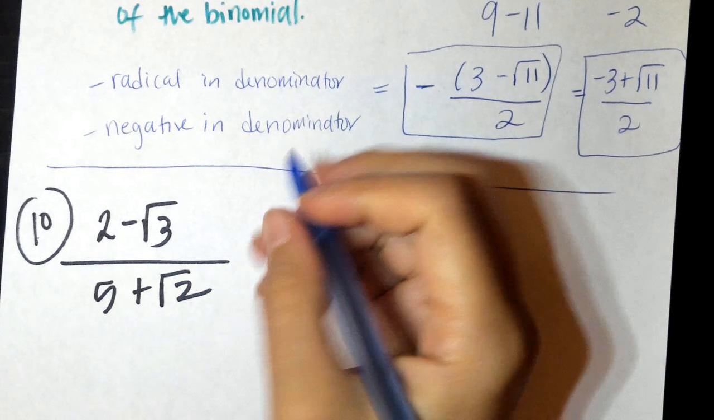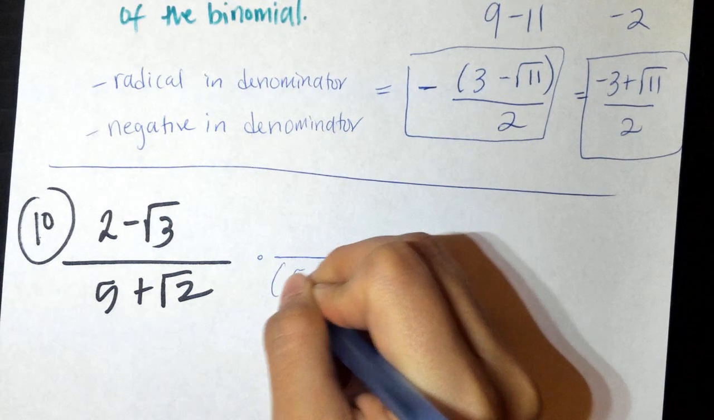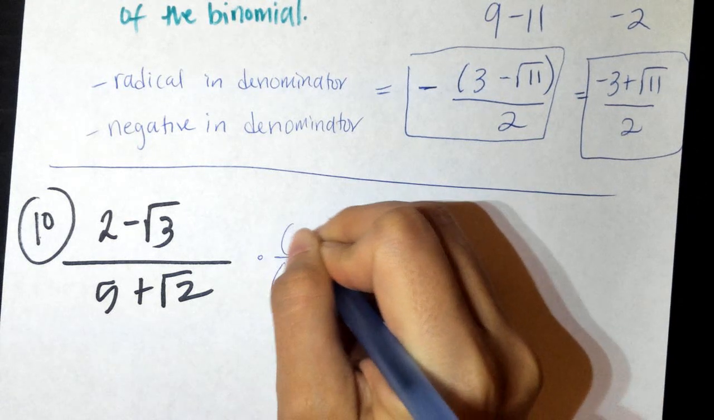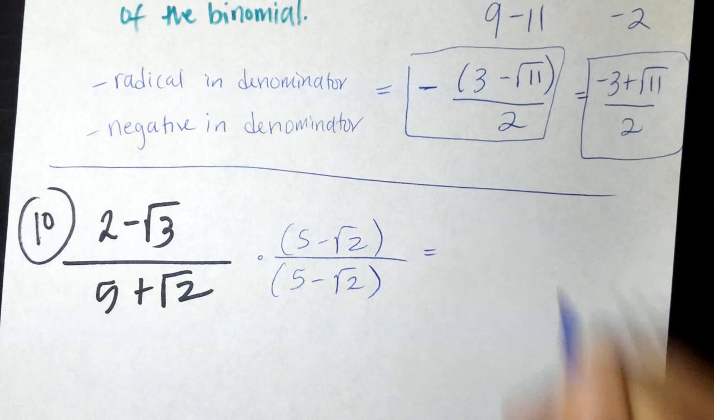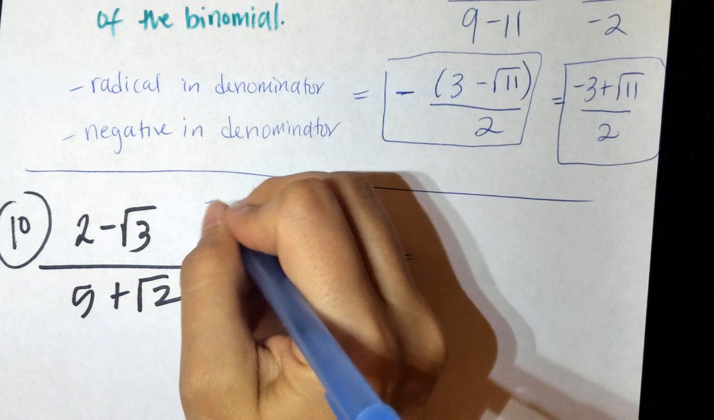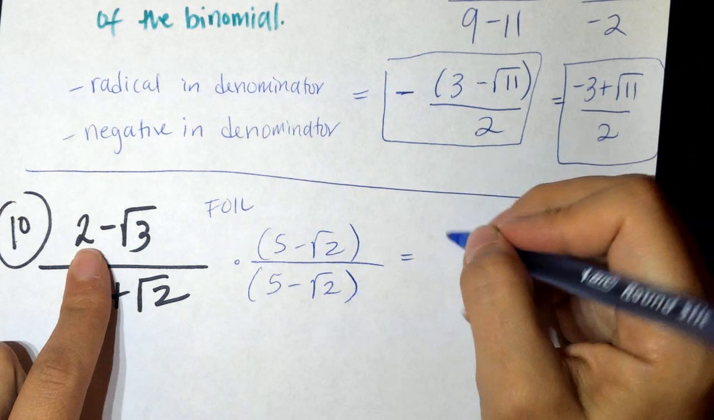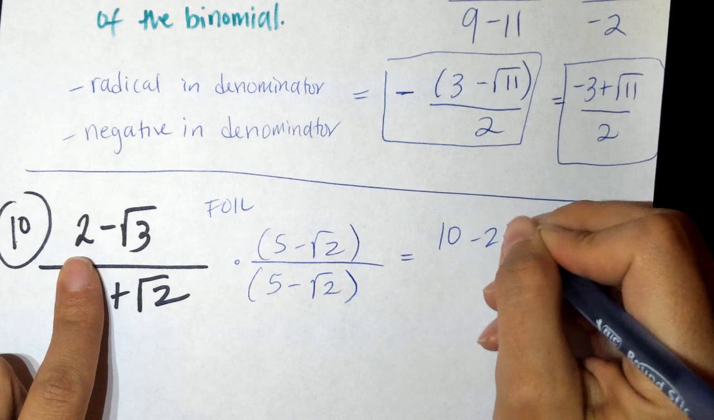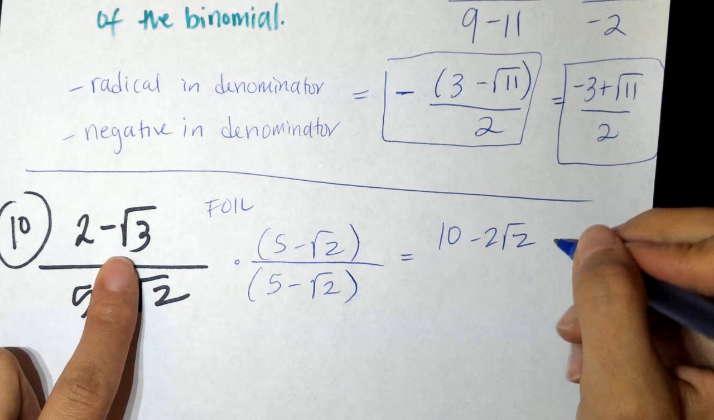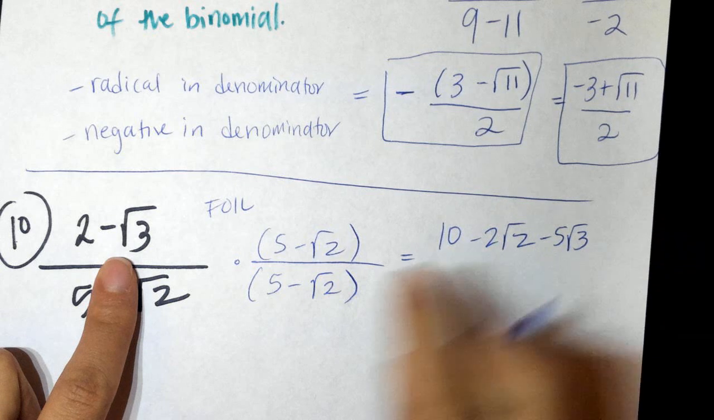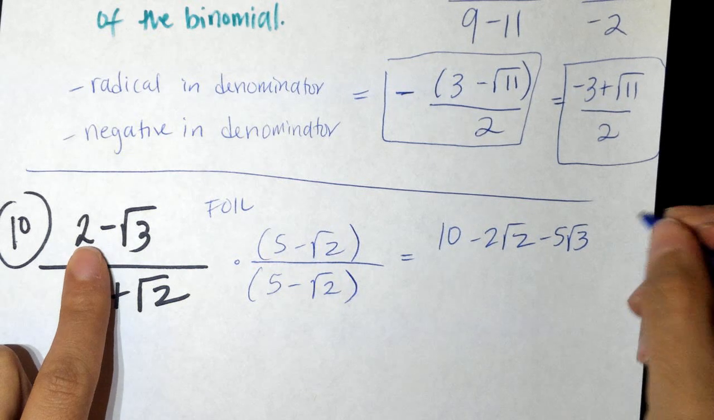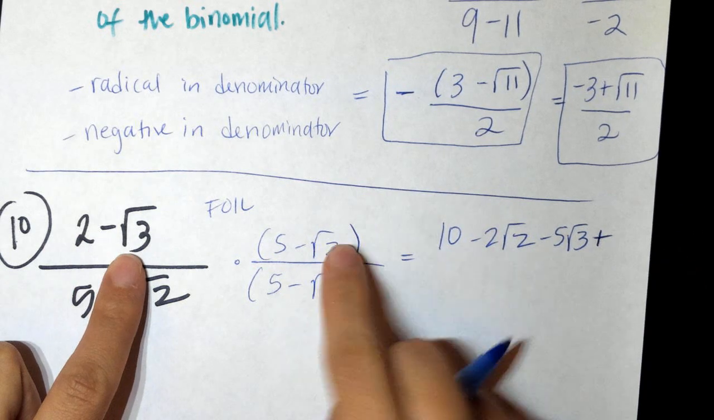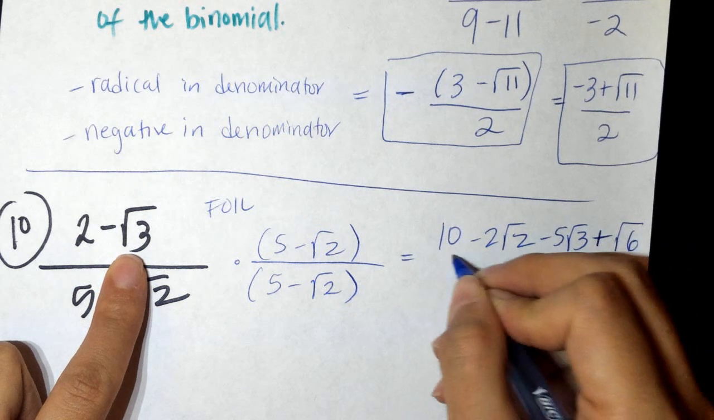So I'm going to multiply by the conjugate of the bottom. So 5 minus the square root of 2. Right, so I'm going to go ahead and FOIL top and bottom. So first you got on the numerator 10. Outer you get negative 2 square root of 2. Inner you get negative 5 square root of 3. And then last you get a negative times a negative is a positive. The square root of 3 times the square root of 2 is the square root of 6.